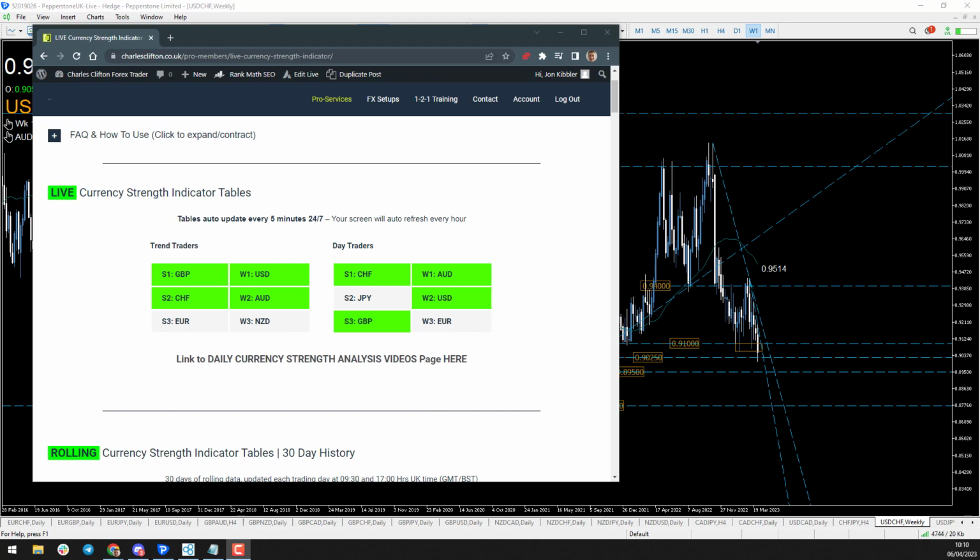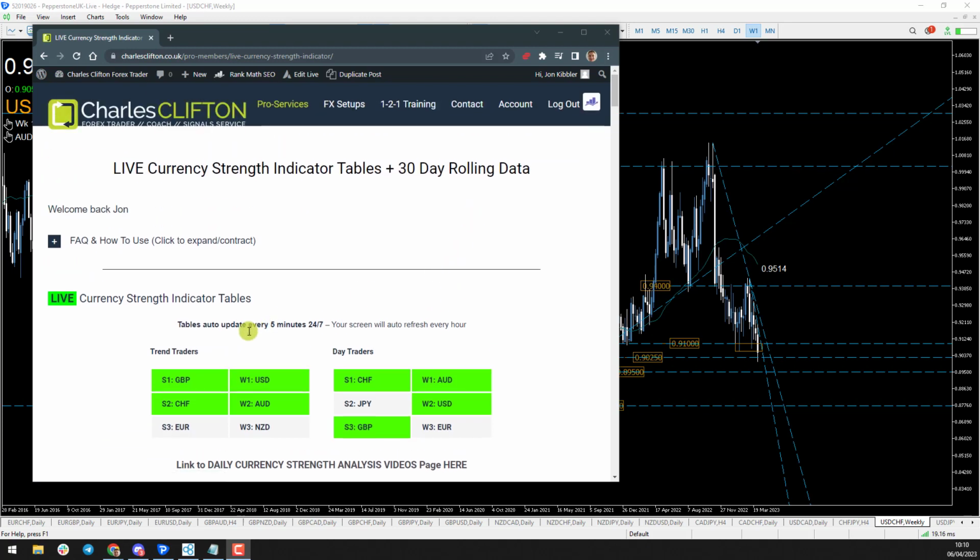Here you can see we have the two tables in front of us. We have the trend traders table and the day traders table. These are the same studies, just highlighting different time frames. You can see here some of the currencies are highlighted in green. That means there's a confluence between the time frames, and that's what we're focusing most of our attention on in these videos. The tables auto update every 5 minutes 24/7, meaning our members can see how the market stands right now in real time.